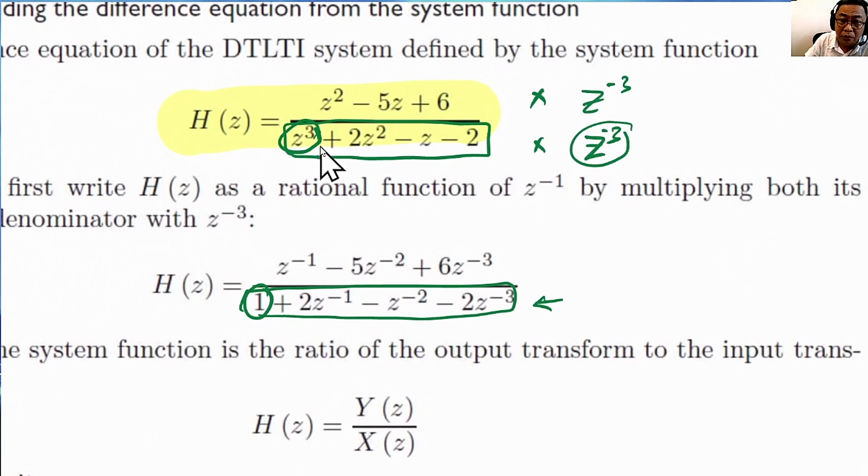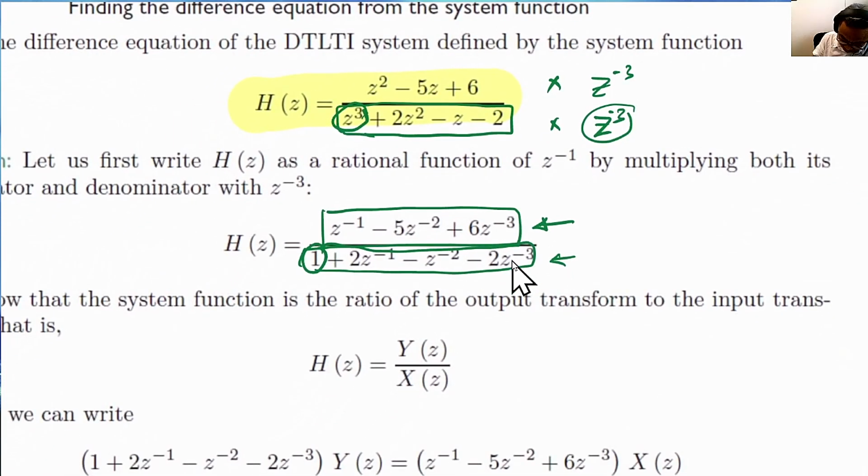z to the power of 3 times z to the power of minus 3 is of course 1, 2z squared times z to the power of minus 3 is 2z^-1, and so on. So the last one is 2z^-3. Similarly, on top, we have z squared minus 5z plus 6 multiplied by z^-3, and we get this expression over here.